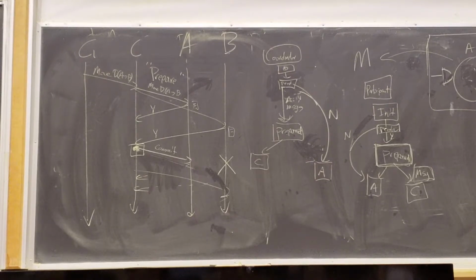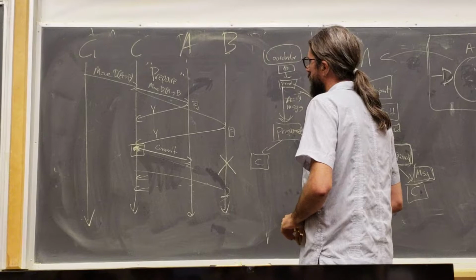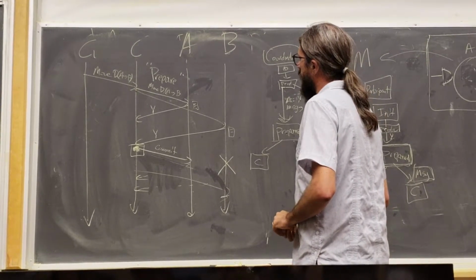On the leftmost, is that C1 or is that G? So we have C1 and the C. Client. Okay, so the C1 means client and the C means coordinator. Okay.